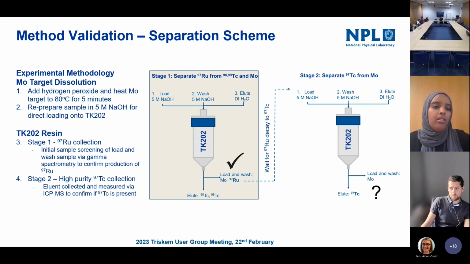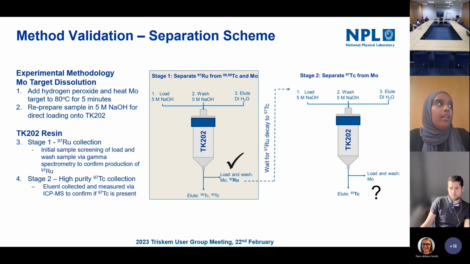The aim of the first stage was to try and collect the ruthenium-97 that hopefully was produced from the molybdenum target. So once the molybdenum target was prepared and converted into its aqueous form, we were able to directly load the sample in 5 molar sodium hydroxide onto TK202.